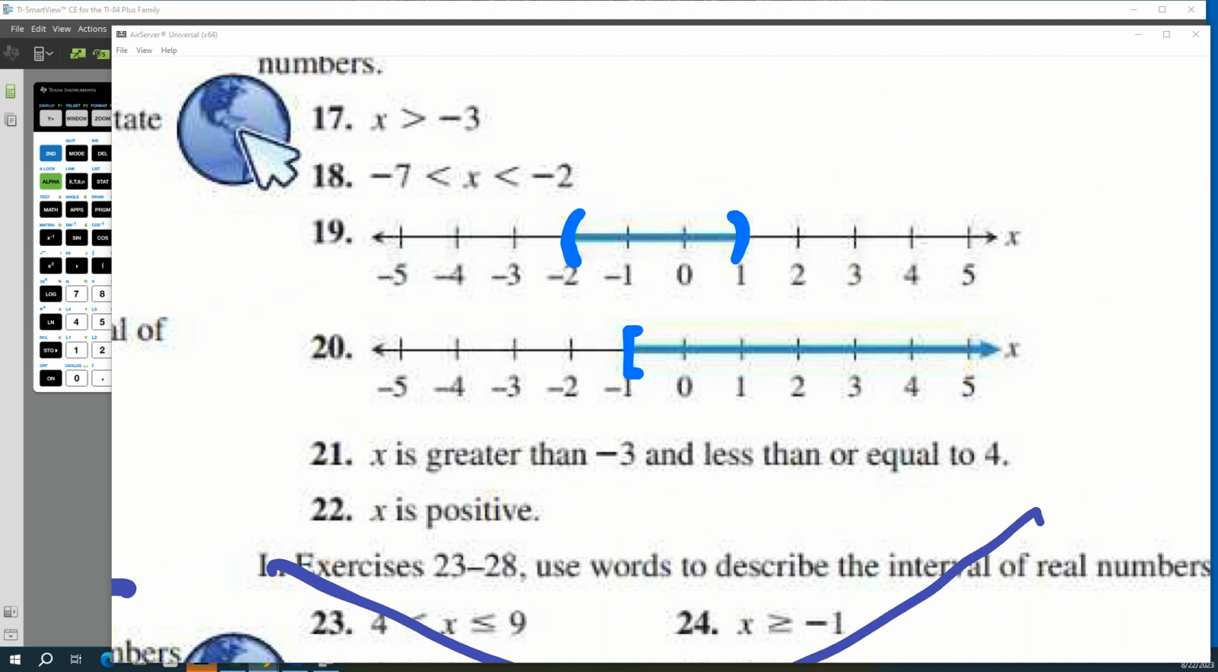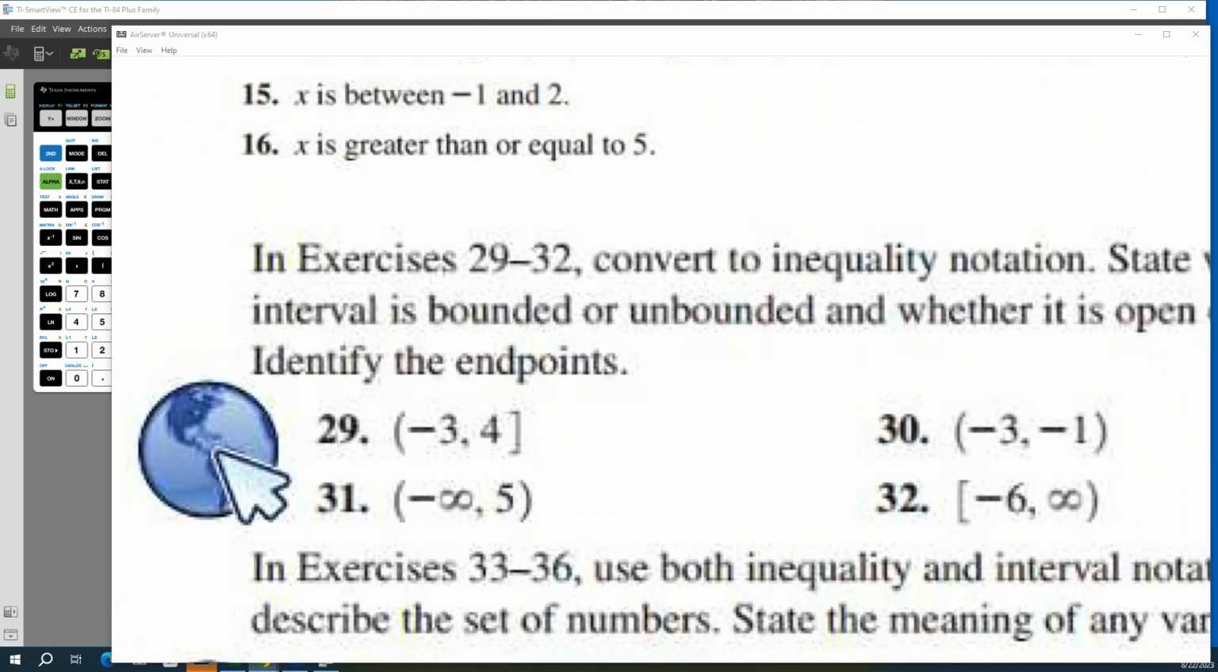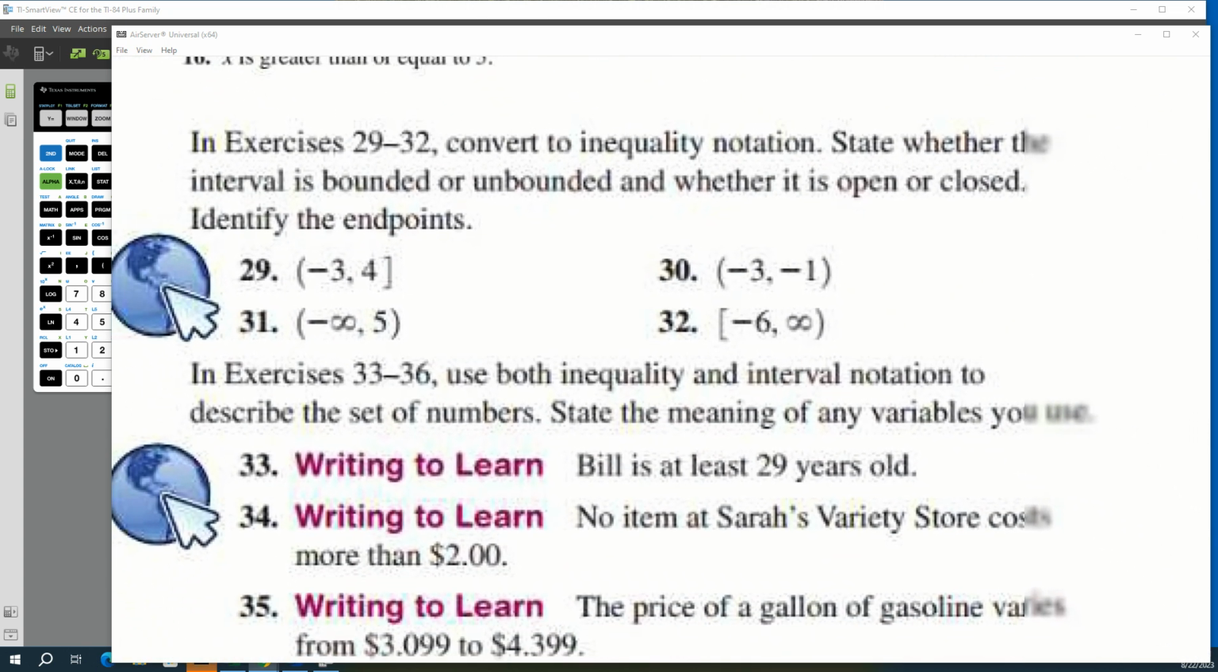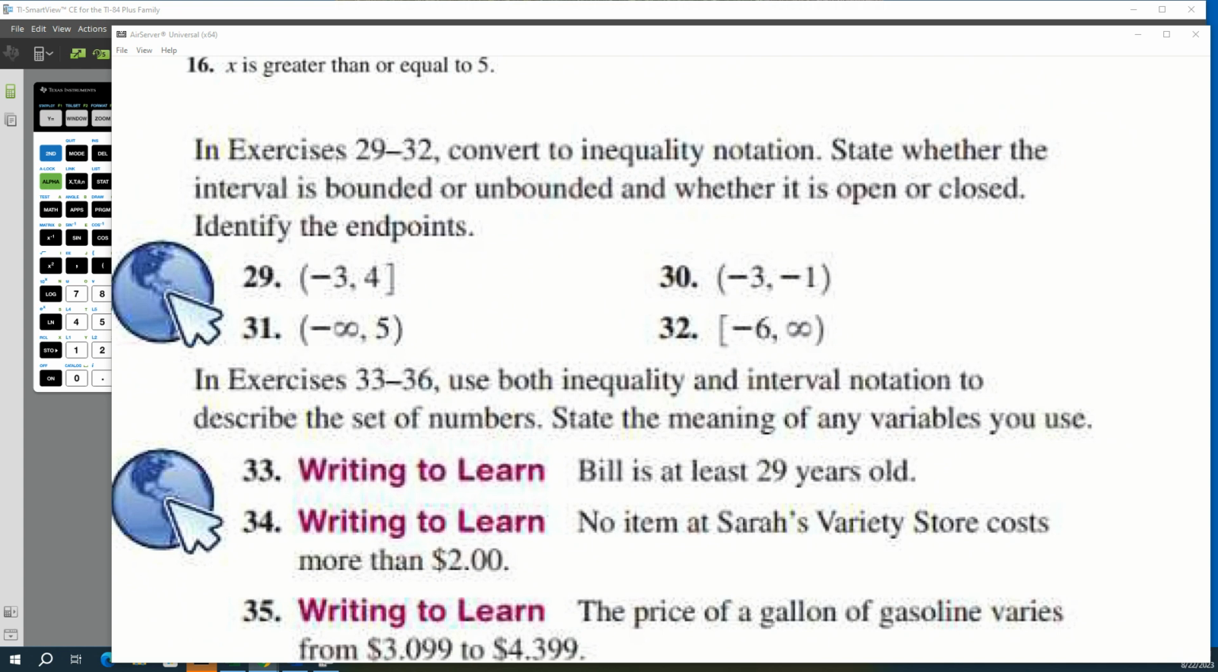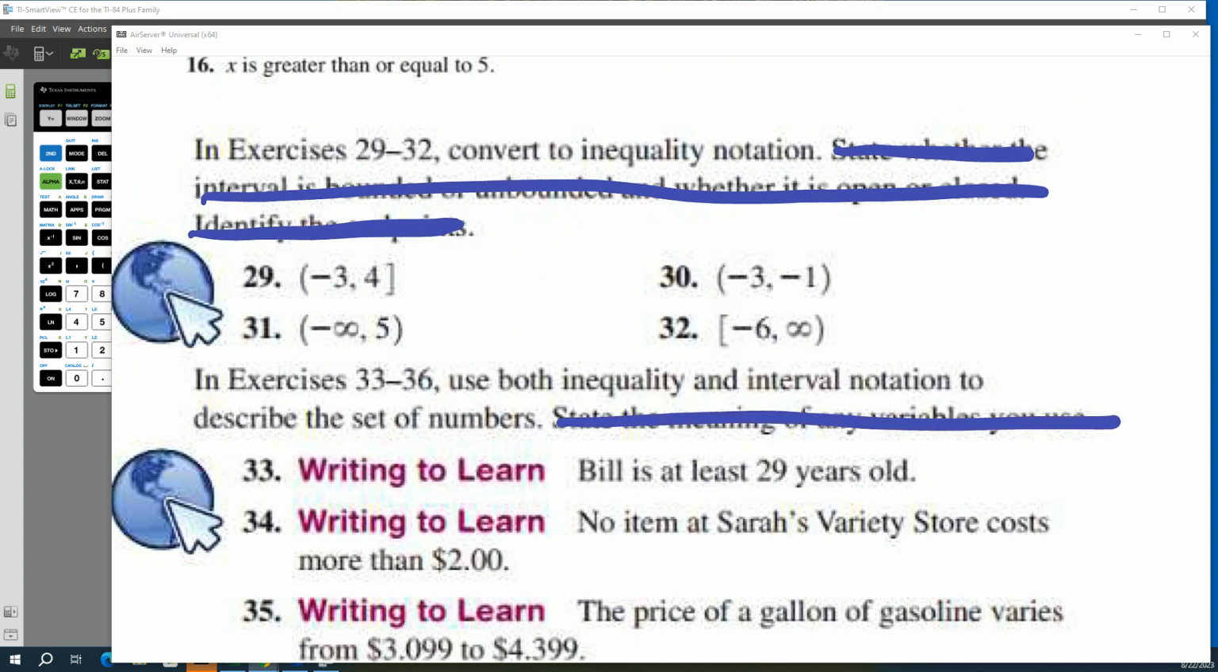All right, there's a couple more we're going to mark out too. Actually, we're just going to mark out some directions. All right, and then at the bottom, the 29 through 32, we are going to convert to inequality notation, but we're not going to state whether the interval is bounded or unbounded or whether it is open or closed, and we're not going to identify the endpoints. And on the last set of directions, I'm okay if you don't state the meaning of the variable.